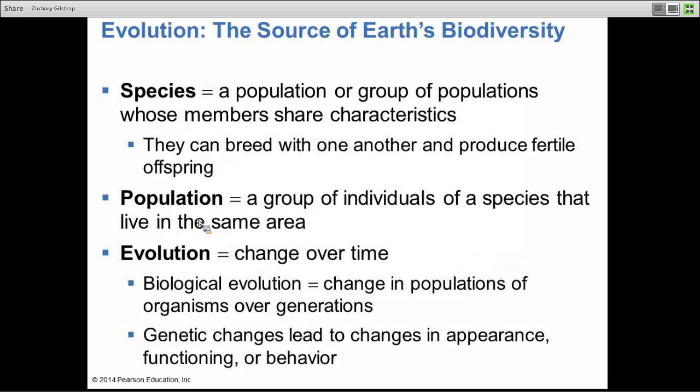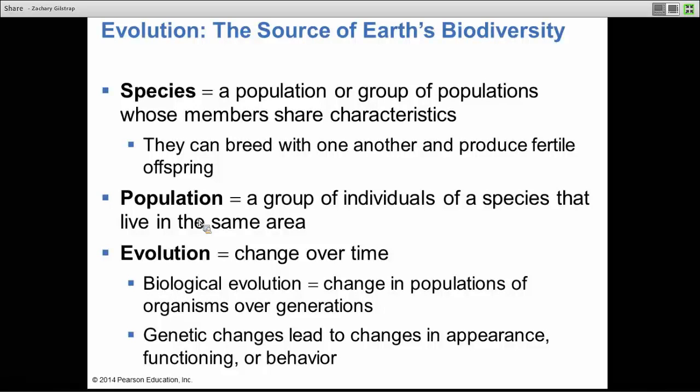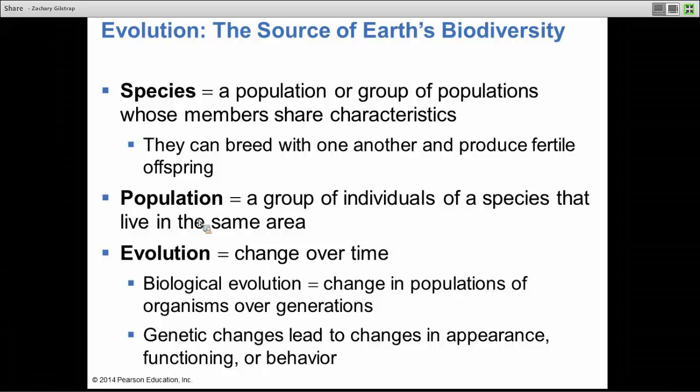Evolution, the source of Earth's biodiversity. A species is a particular type of organism, or more precisely, a population or a group of populations whose members share characteristics and can freely breed with one another and produce fertile offspring. A population is a group of individuals of a particular species that live in a particular area. Evolution in the broad sense means change over time, and biological evolution consists of change in populations of organisms across generations.